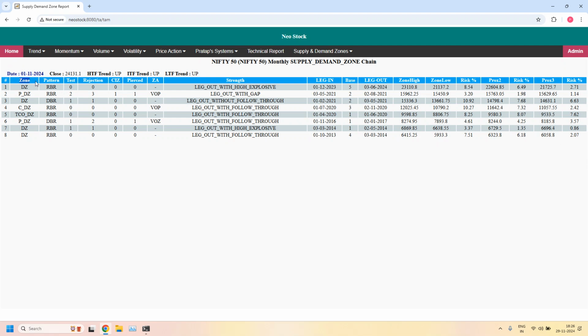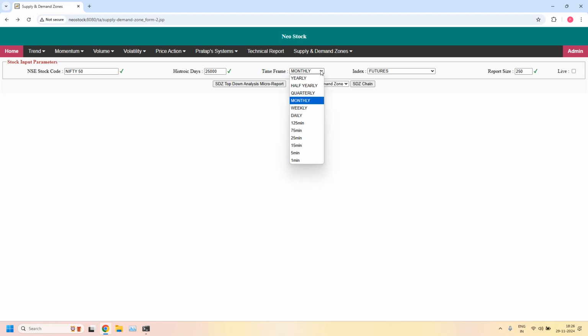Always look into the zone column to find the high liquidity zones. Look into the pierced column to find the pierced zones. Look into the LTF trend to find the trend of the current time frame you have selected. So this is the way you should understand the remaining reports. Okay, next report, generating weekly supply demand zone chain for NIFTY.